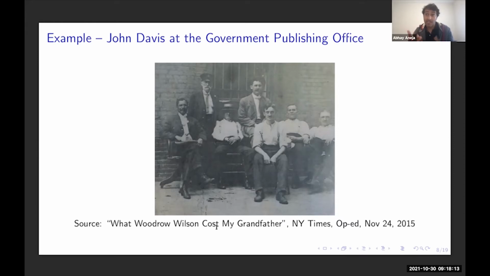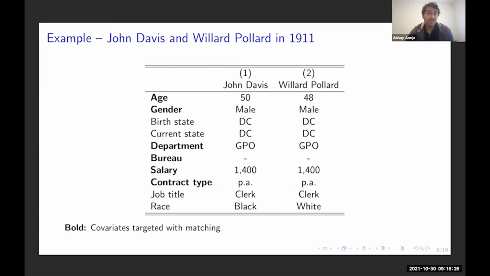At the time, he held a managerial position in the Government Printing Office, and these were the people who worked under him in the GPO. What we do is leverage the data we have to find John Davis's counterpart in our data. And what we see here is that we can find someone who looks pretty close on observable dimensions. That person was someone named Willard Pollard. We see that he's born just 2 years later, works in the same place, born in the same place, and even earns the same salary as Davis in 1911 before Wilson comes into office.